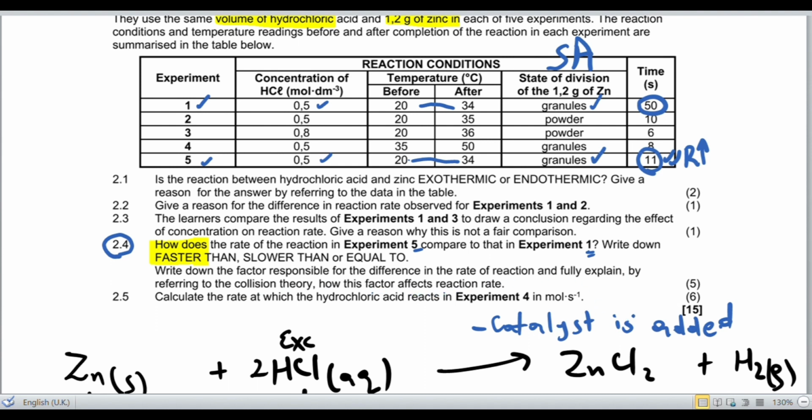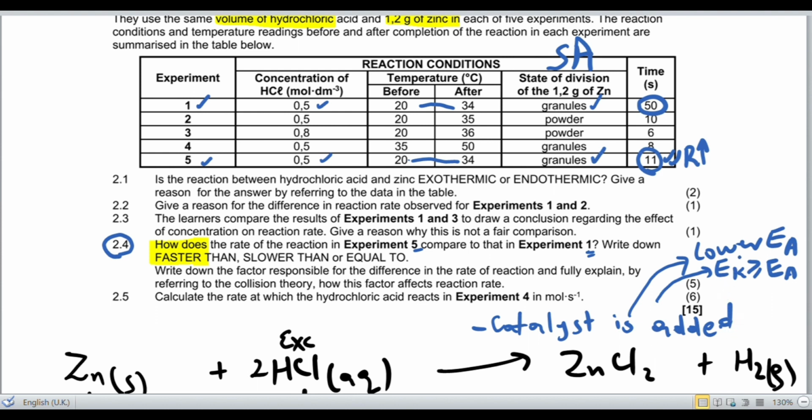Now that si-adde i-catalyst kuzokwenzeka ntoni? I-catalyst lowers the activation energy. So after the activation energy is lowered, there are more particles with kinetic energy that is greater or equal to activation energy. Now that there are more particles that will be able to move, ithetha ukuthi there are more effective collisions per unit time.